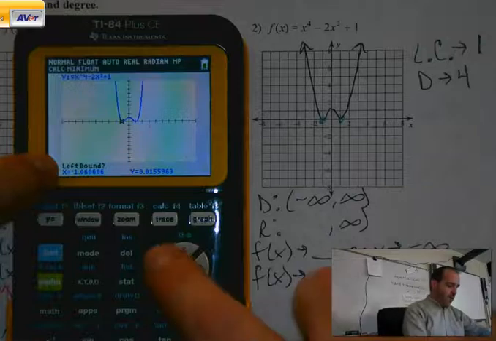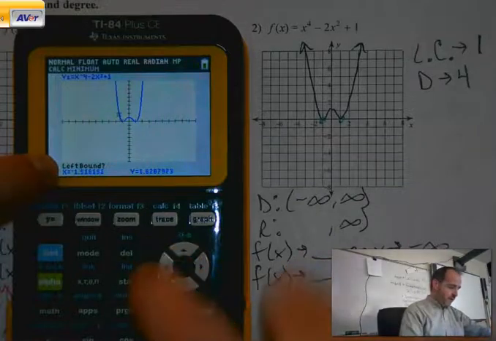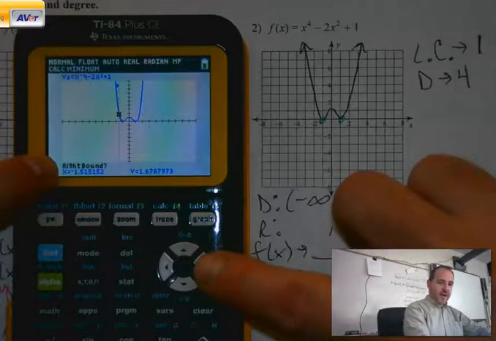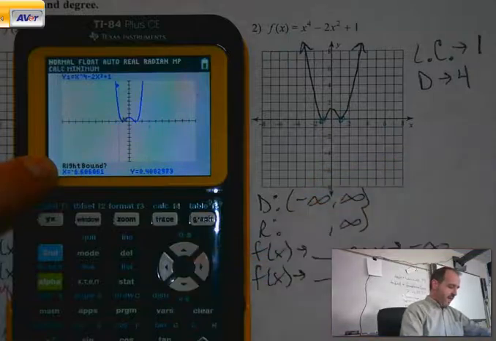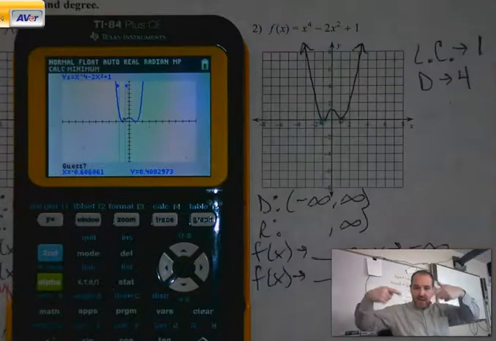Left bound, left arrow. 1, 2, 3. Enter. Right bound, right arrow. 1, 2, 3, 4, 5, 6. Enter. Bounds are set. Here we go.